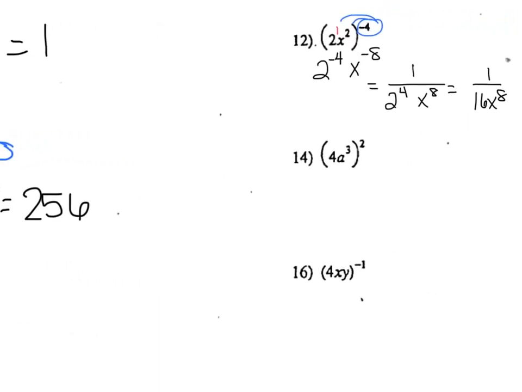Number 14, inside my parentheses, I'm missing an exponent with that 4, so I'm going to go ahead and add it in there. So I take the 2 and I distribute it to both of those exponents. So it becomes 4 squared, 1 times 2, and a to the 6, 3 times 2. There's no negative exponents, which is good. I don't have any of the same bases. The only thing left to do is to take that 4 squared and make it 16.